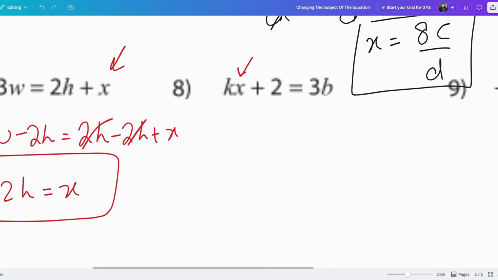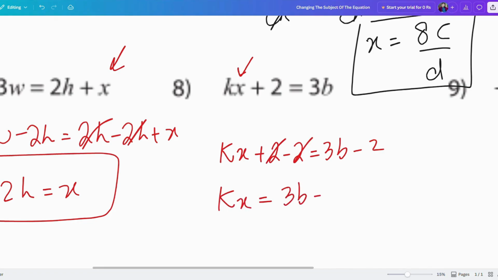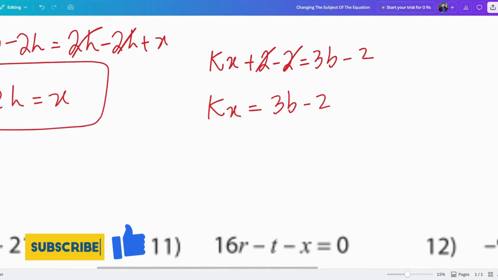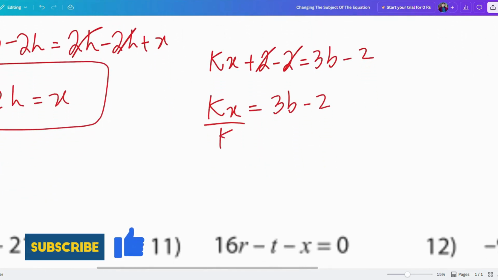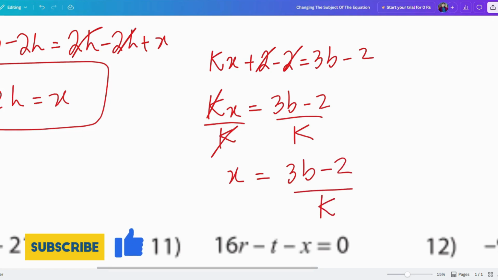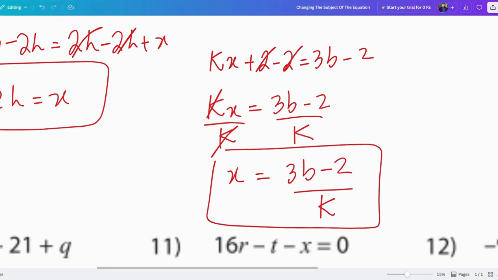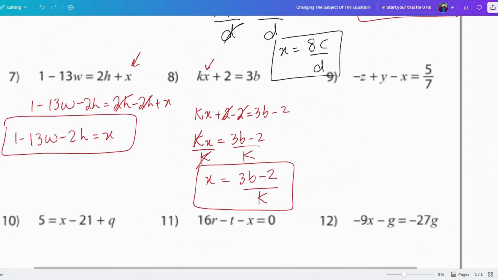I need to make x the subject of the equation, so I will subtract 2 on both sides. Minus 2 is equivalent to 3b minus 2. This will cancel out, and kx is equivalent to 3b minus 2. After that, I will divide by k on both sides. This k will cancel out with this k, and I will be left with x is equivalent to 3b minus 2 divided by k. So this is going to be the solution for this one.